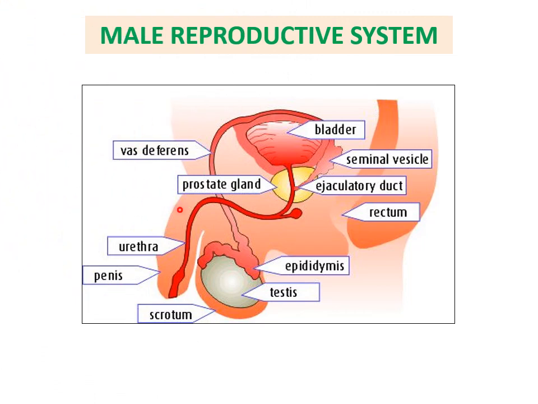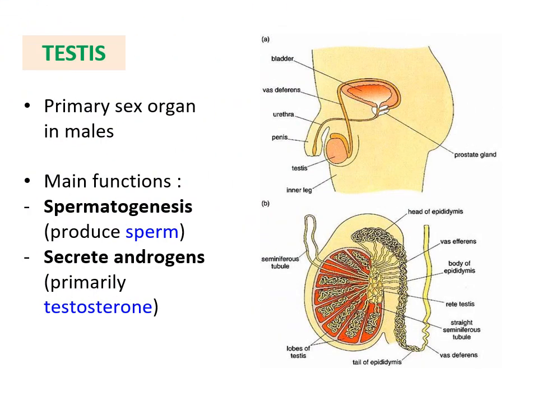These are the male reproductive organs. I'm sure you have had the lecture in detail in anatomy. In this lecture, I will focus on the primary sex organ in males, which is the testis. Testis, as I mentioned, is the primary sex organ in males. The main functions are to produce sperm and to secrete testosterone.